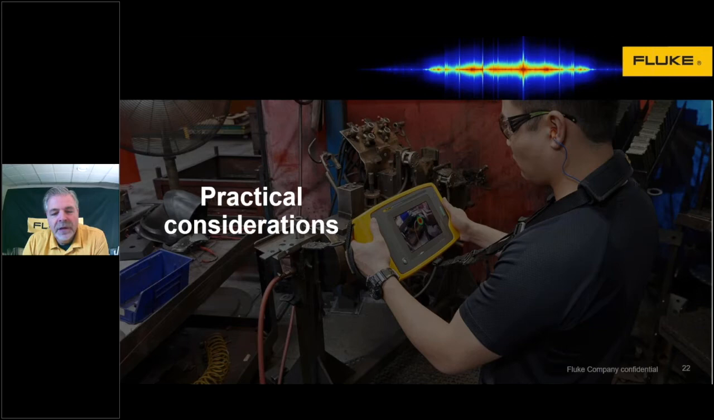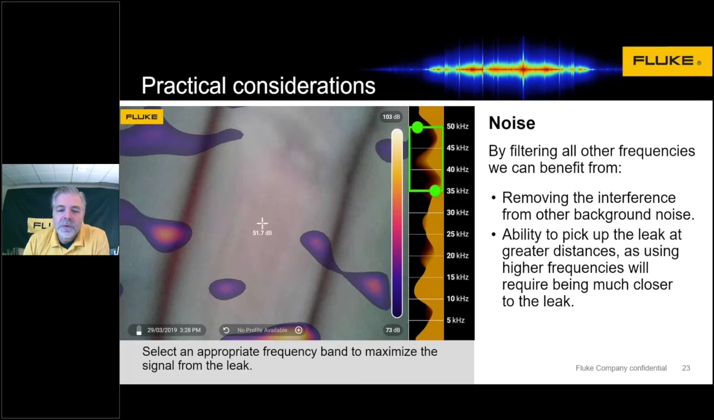Practical considerations, let's talk about best practices on how to use the ii900 most effectively. So I mentioned earlier the filtering capabilities. We highlighted that filtering capability in green right now on the display, and that allows us to filter out every other frequency above or below that box. So it removes interference from other background noises. We have a lot of customers who say, oh, I'm in a very noisy environment. How are we going to hear a little tiny leak? It's actually very, very easy when we filter out exactly what we're looking for.